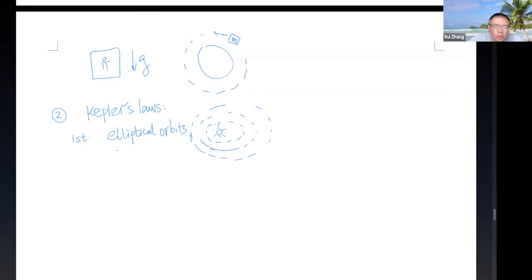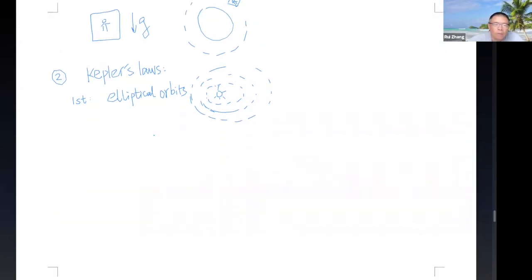If you use Newton's gravitational attraction and Newton's second law, combine them together, you can solve for the trajectory. And it turns out ellipses are the solution. Well, a circle is one solution, but it's very special. In general, it's ellipses. But we won't do that because that's beyond the scope of this class.